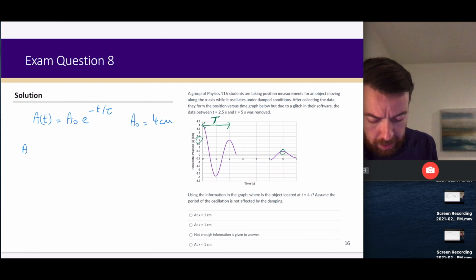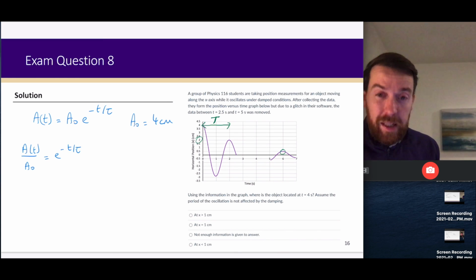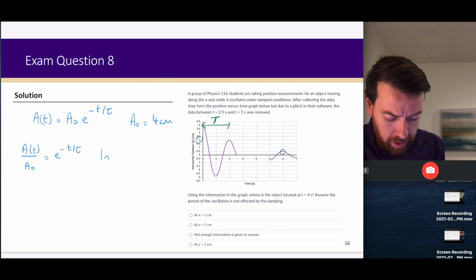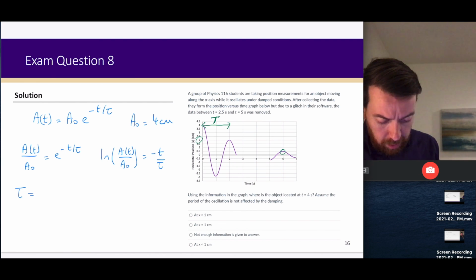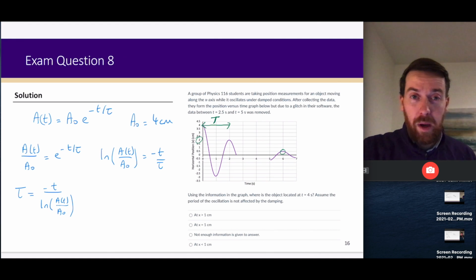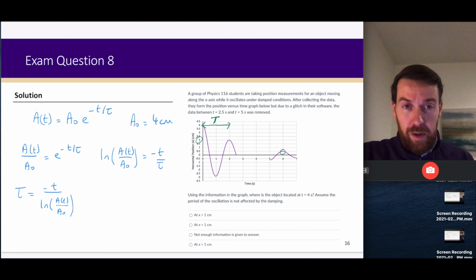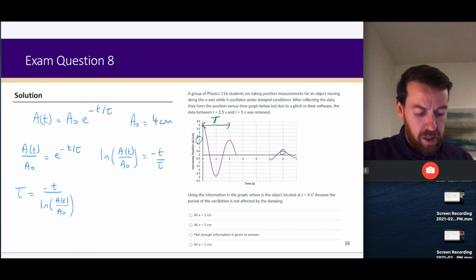So if we take A of t divided by A0 equal to e to negative t over tau, and then take the ln of both sides, the ln of A of t over A0 will equal negative t over tau, and then tau will equal negative t divided by the ln of A of t over A0. That of course applies to both versions of the question. If you got a version, it was slightly different than this version.